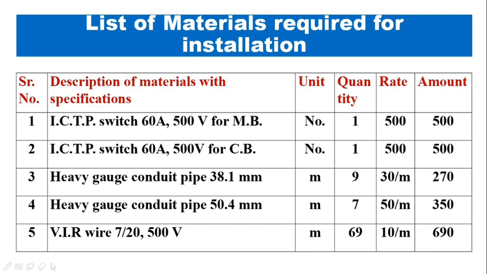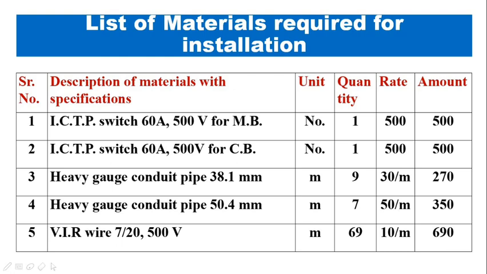Next is heavy gauge conduit pipe. Two types of conduit pipes are required, 38.1 mm and 50.4 mm. The length of the 38.1 mm is 9 meter, as we have already calculated, and for the 50.4 mm it is 7 meter. The rate for the 38.1 mm is 30 rupees per meter, and for the 50.4 mm it is 50 rupees per meter, and the total amount you can calculate.